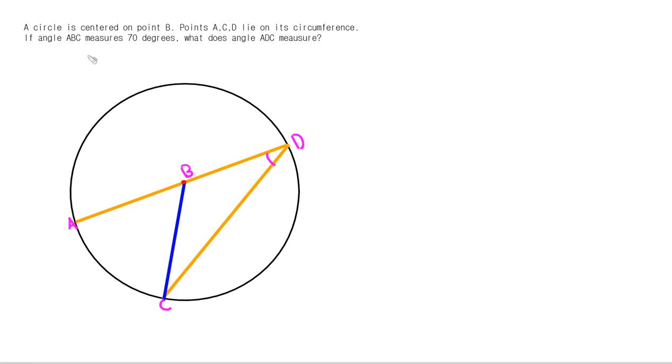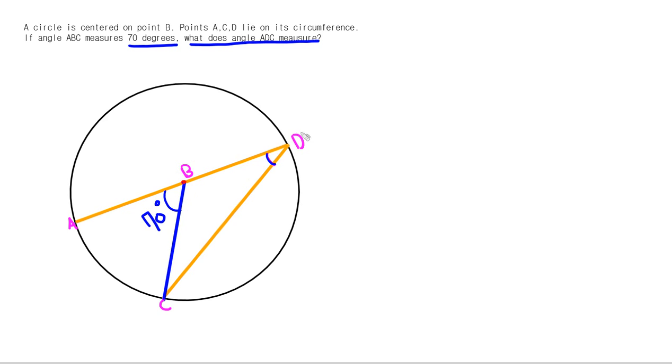If angle ABC, this angle right over here, measures 70 degrees, so we can see that this angle is 70 degrees, what does the angle ADC measure? So what does this angle ADC measure? We can think about it a little bit. We can think about inscribed angles.